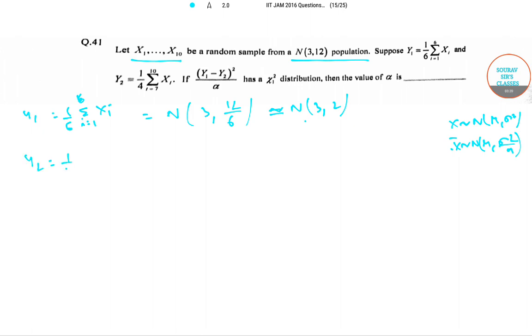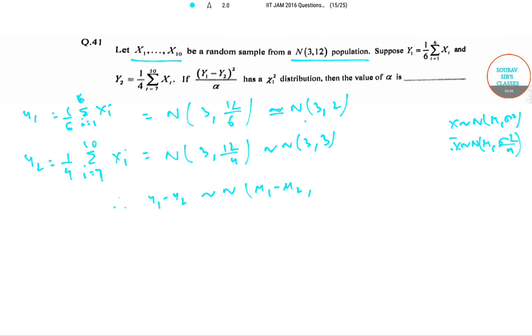Similarly, y2, which is 1 by 4 summation i equal to 7 to 10 xi, would follow normal 3, 12 by 4 distribution, that is normal 3, 3 distribution. Now y1 minus y2 follows normal mu1 minus mu2, sigma 1 squared plus sigma 2 squared. So they would follow normal 3 minus 3, 2 plus 3, that is normal 0, 5.